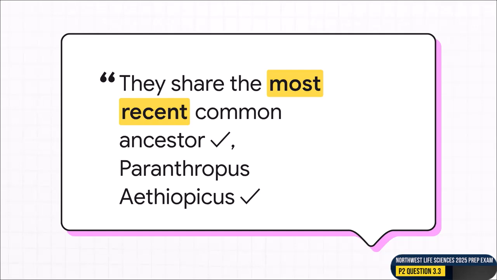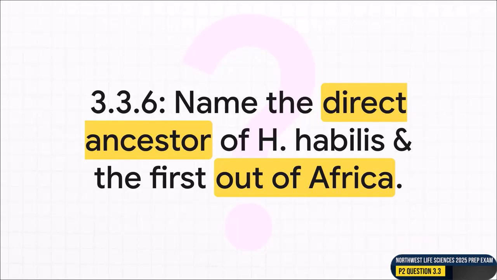And listen up, because I'm about to give you a huge exam secret. Whenever a question asks you to explain why 2 species are closely related, your answer should almost always include the phrase, most recent common ancestor. Just find the point where their 2 lines connect and name that species. In this case, it's Paranthropus aethiopicus. That's your answer.